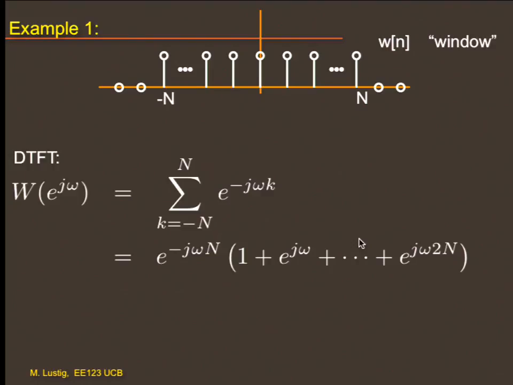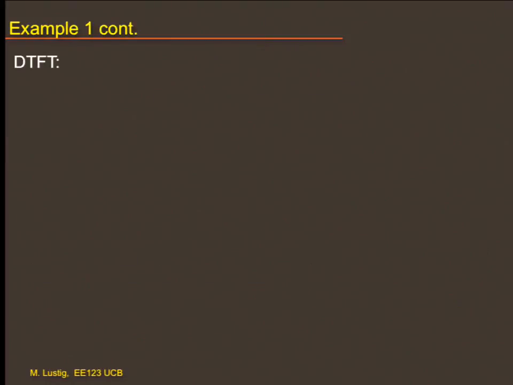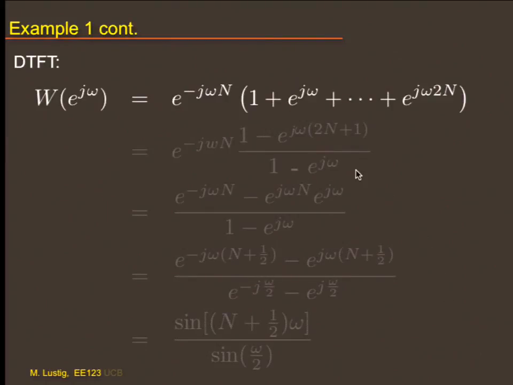Now, the reason to do this, what does it look like? A geometric sum, a finite geometric sum. And if you recall, a finite geometric sum has a nice closed-form solution. And so in this case, this p is really e to the j omega. And if we substitute this m by 2n, you got yourself the result. Okay. So now, let's look at what we have. I'm going to use the geometric sum, and I'm going to get this.